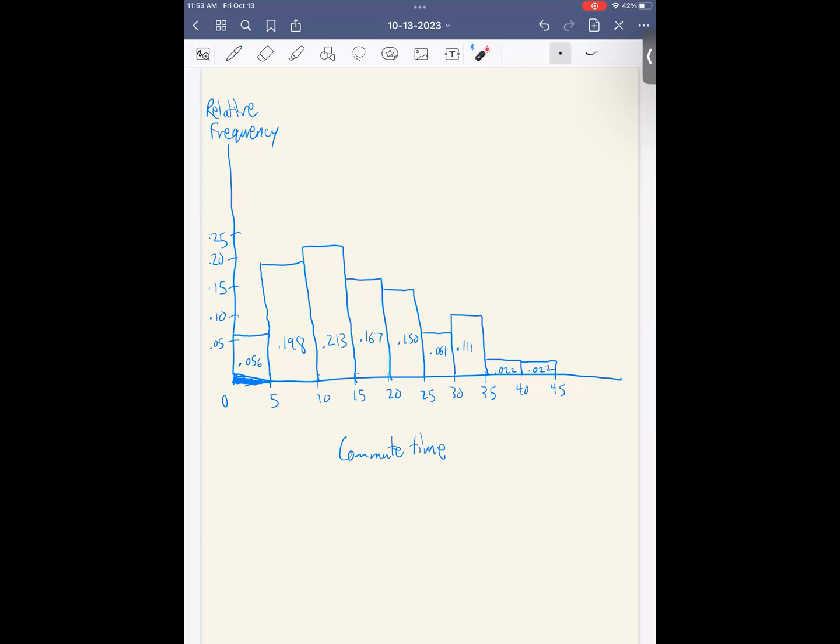The idea is each bar corresponds to one of your classes, and the classes are evenly distributed from 0 up to 45, and we're using relative frequency as our y-axis here. Okay. All right, so any questions on this? I suppose I should say commute time. We should always give a unit when you make a histogram or a graph, so commute time should be in minutes.